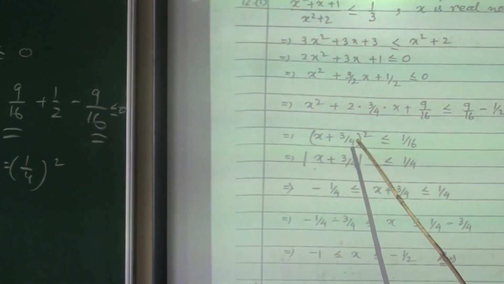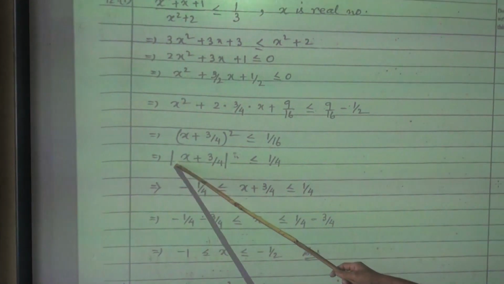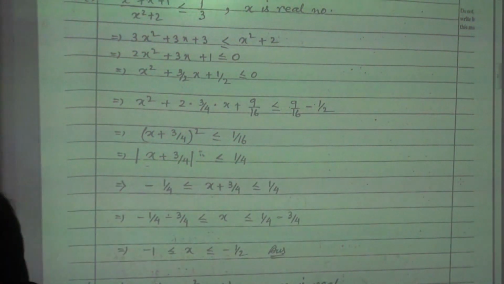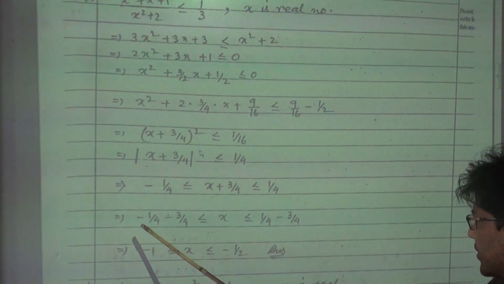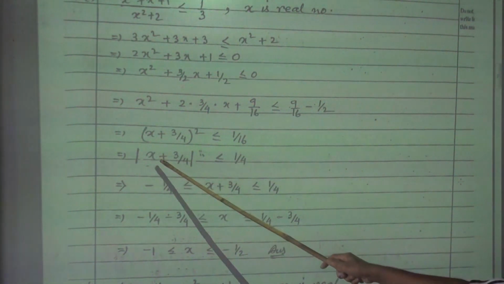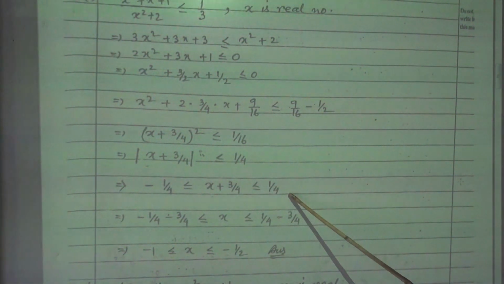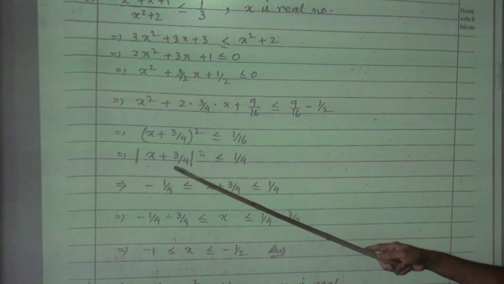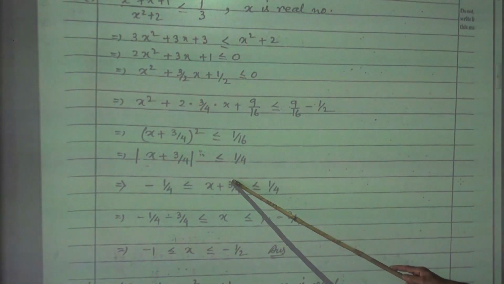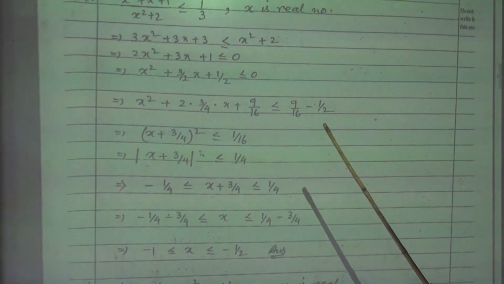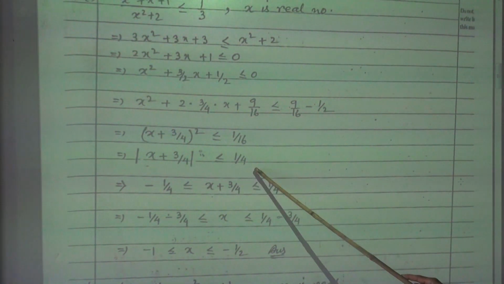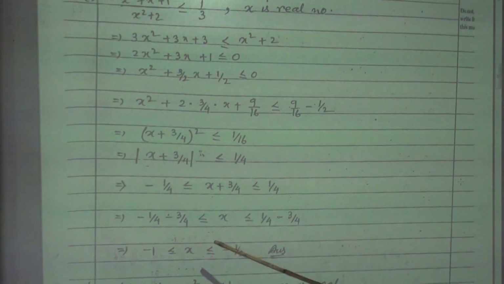So numerical value of this is less or equal to 1 by 4. By applying that, now this is minus 1 by 4 less or equal to, same order will remain here, x plus 3 by 4 less or equal to 1 by 4. This side minus d, this side plus d, like that. Now you have to remove this 3 by 4 from here. How to remove this one? Subtract 3 by 4 from everything. Here, here and here. If we subtract 3 by 4, this minus 3 by 4 and plus 3 by 4 will cancel. That's what I have done here.